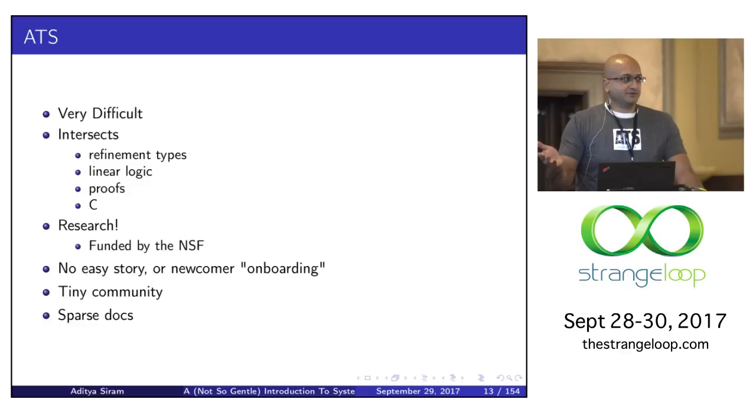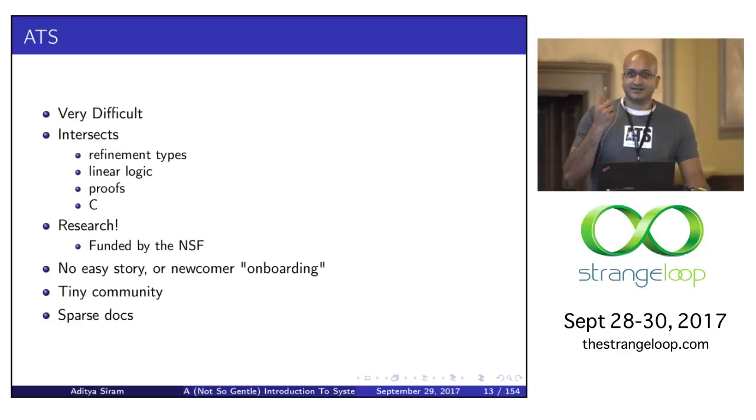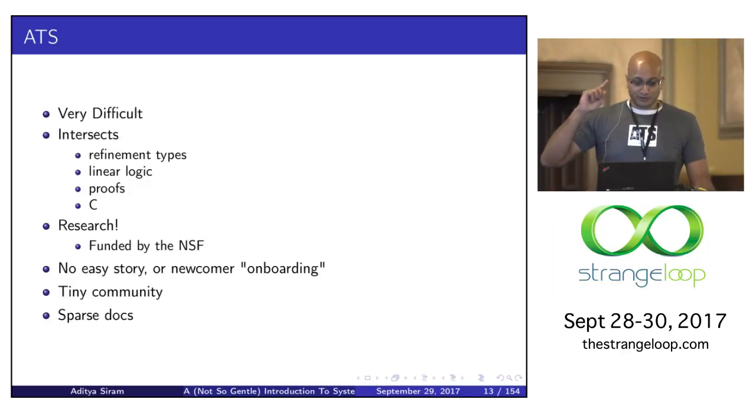And it's a research language. By definition, it's funded in part by the NSF. There's one PI in Boston University doing 99% of the commits, right? So when you put all these things together, the first thing that goes out the window is programmer ergonomics. So ATS is a tough language to work with. It's really hard. There's no easy story. There's no newcomer onboarding. There's no royal road. There's barely a royal cliff.